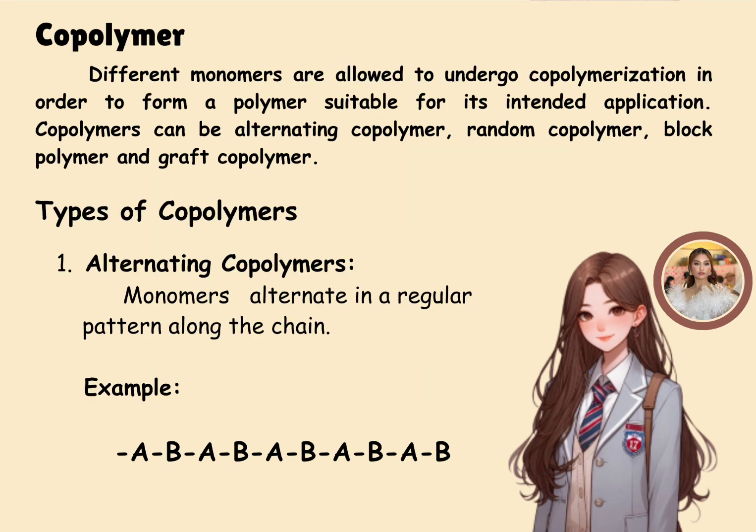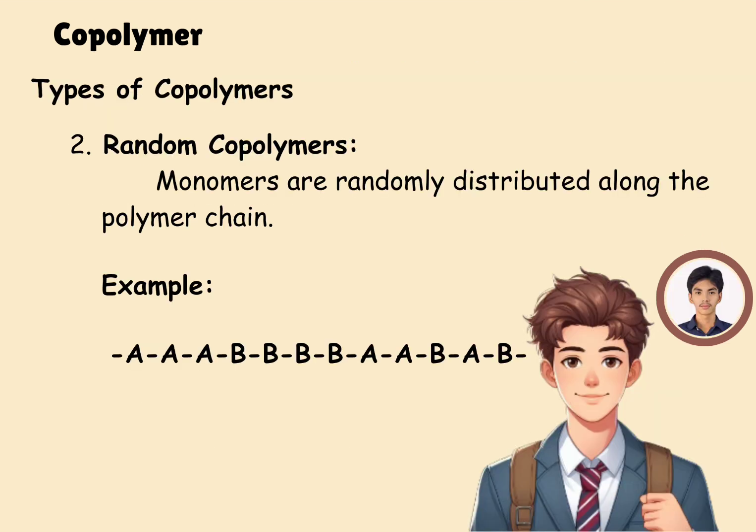Copolymer. Different monomers are allowed to undergo copolymerization in order to form a polymer suitable for its intended application. Copolymers can be alternating copolymer, random copolymer, block copolymer, and graft copolymer. There are four types of copolymers. First type is alternating copolymers. Monomers alternate in a regular pattern along the chain. Number 2. Random copolymers. Monomers are randomly distributed along the polymer chain.